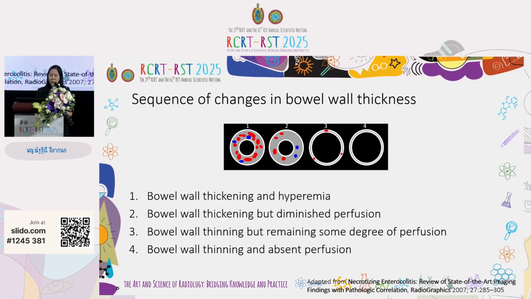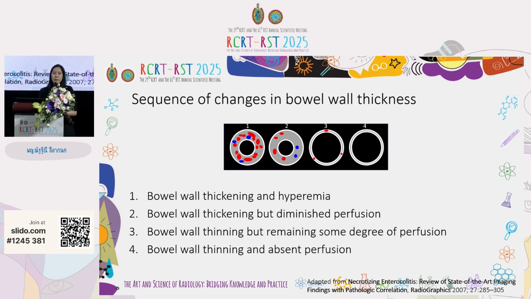This image describes the sequence of changes in bowel wall thickness. Image 1 shows bowel wall thickening but with increased blood flow. In image 2, the bowel wall thickening persists but blood flow has decreased. In image 3, the bowel wall starts to slough off and then becomes thinner, and some blood flow still remains. In stage 4, sloughing continues, the bowel becomes thin, and the blood flow stops.